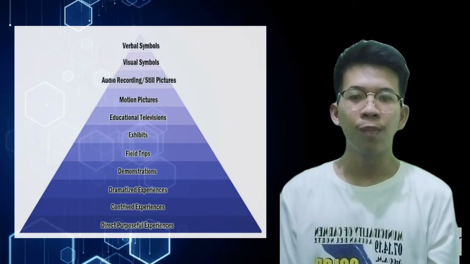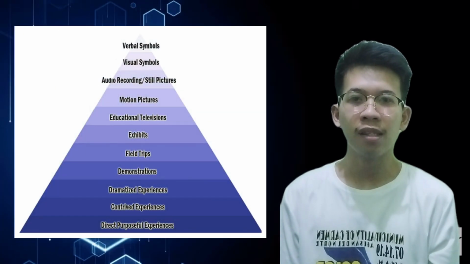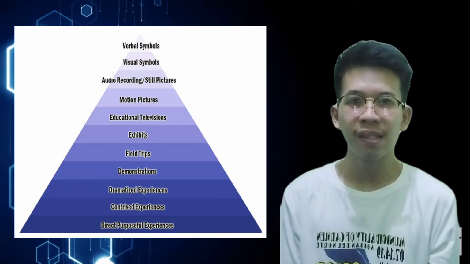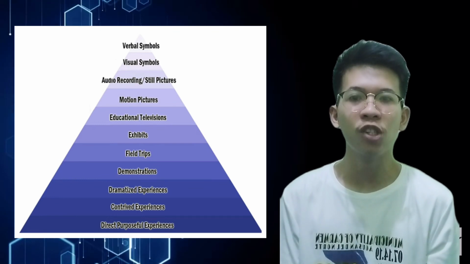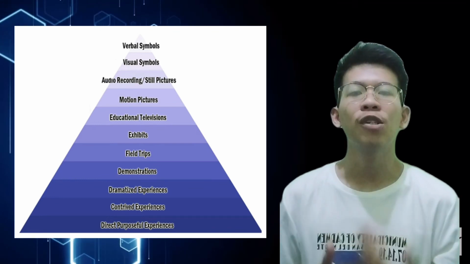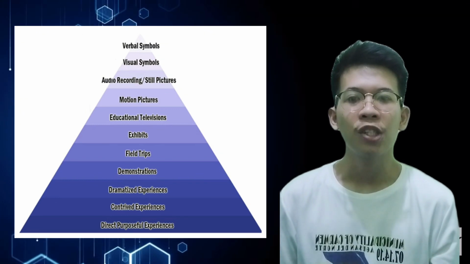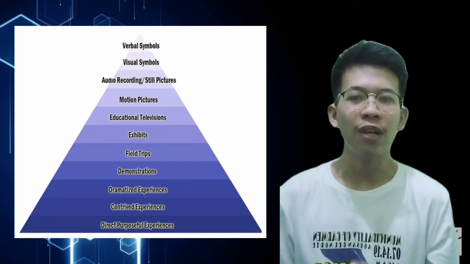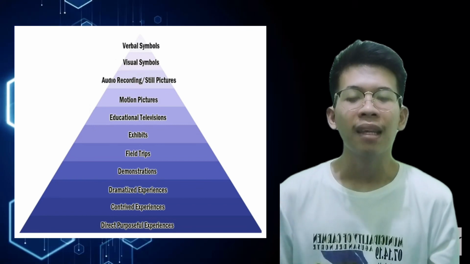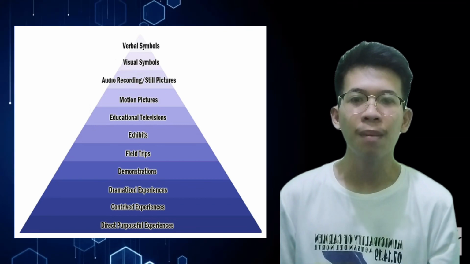So Dale's cone of experience is composed of 11 experiences. These are direct purposeful experiences, contrived experiences, dramatized experiences, demonstrations, field trips, exhibits, motion pictures, radio and television, reading, visual symbols, and verbal symbols. So from the bottom, verbal symbols are explored.